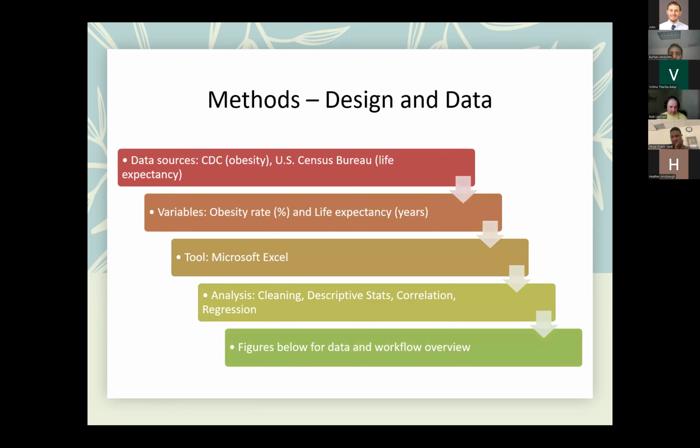For the methods and design that I used in my project, I collected data from two trusted sources. One of them was the Centers for Disease Control and Prevention for obesity rates, and the other source was the US Census Bureau for the life expectancy. These numbers are averages for each state, and I also used, like I said, simple Microsoft Excel to carry out the cleaning of the data, prepare for analysis, and carry out the outcome or the findings.